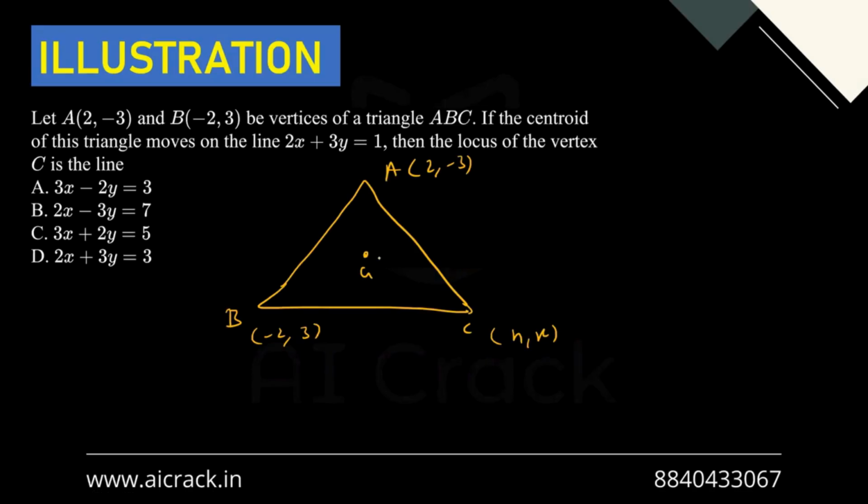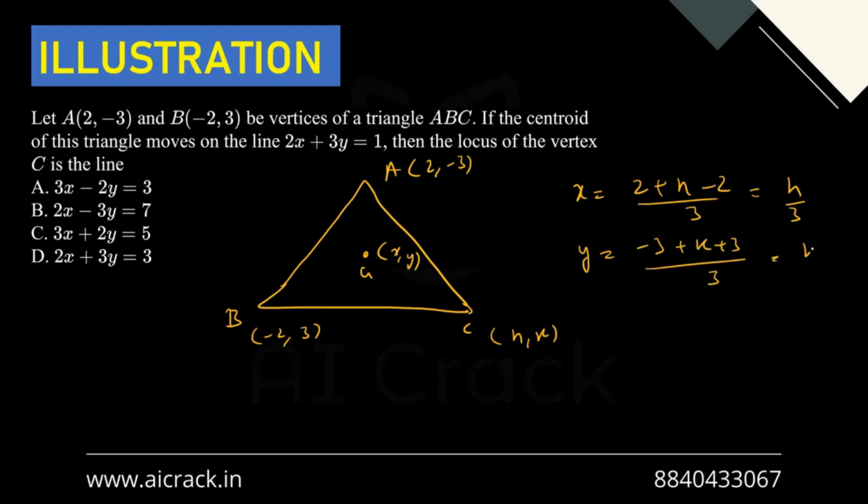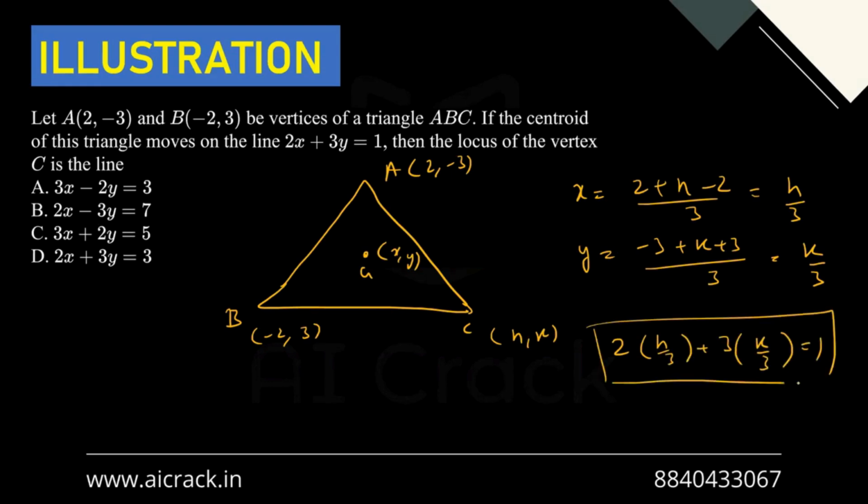Now let's say G has the coordinate x comma y. So x equals to 2 plus h minus 2 by 3, that is nothing but h by 3. Similarly, y equals to minus 3 plus k plus 3 by 3, that is k by 3. So we have got coordinates of G, and now these coordinates satisfy this equation as well because it's moving on it. So 2x plus 3y, so basically 2 times h by 3 plus 3 times k by 3 equals to 1. So this is our equation of locus.